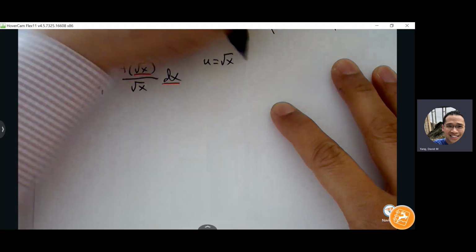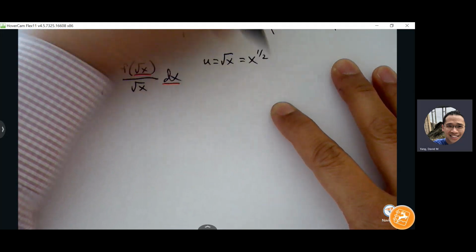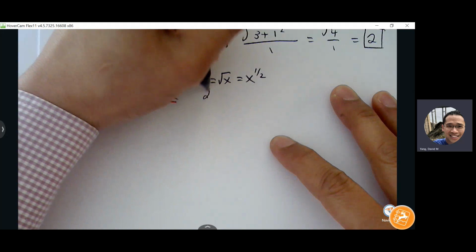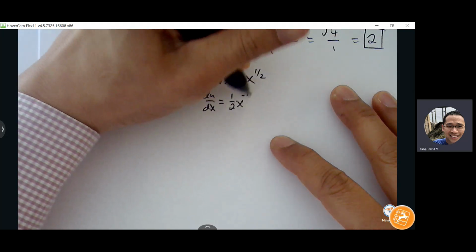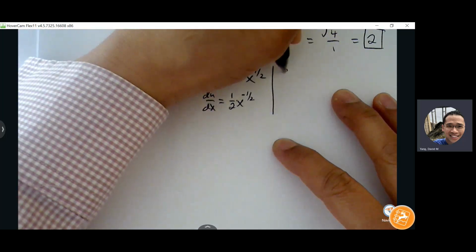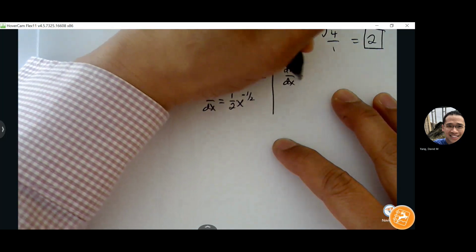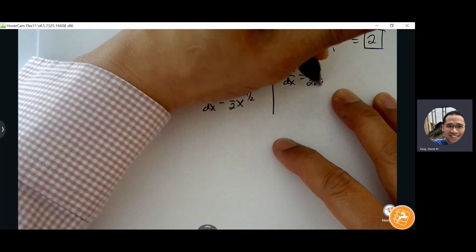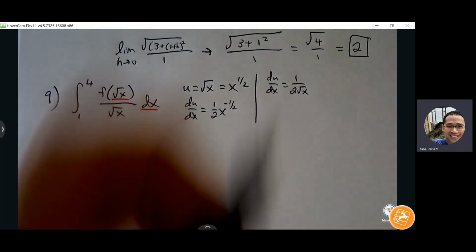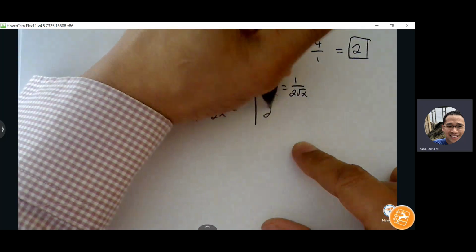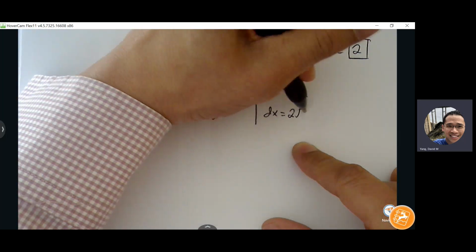u equals root x. You know, root x is the same thing as x to the 1/2. Okay, du/dx is 1/2 x to the negative 1/2. Do some cleanup here. I'm going to bring it back in terms of root x just so that I can make the match a little bit easier for me to see. Cross multiply, dx equals 2 root x du.